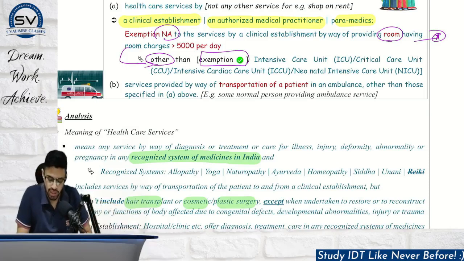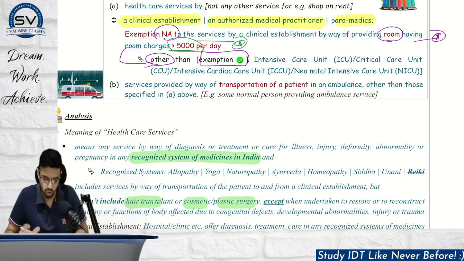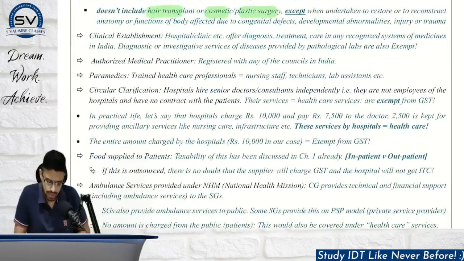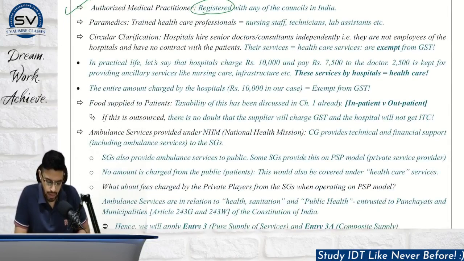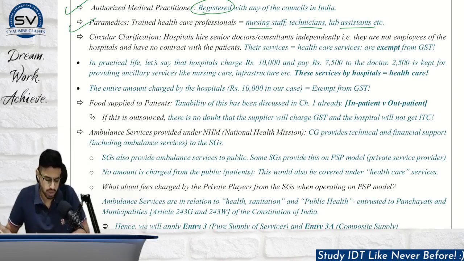Up to 5,000, no GST. Please mark this point. Here MCQ will be possible. Here you might get confused. So up to 5,000, no GST. All these kinds of points you have to take care of for your exam. Next, clinical establishment I have covered. Authorized medical practitioner means registered. Paramedics means nurses, technicians, lab assistants, all those support staff.